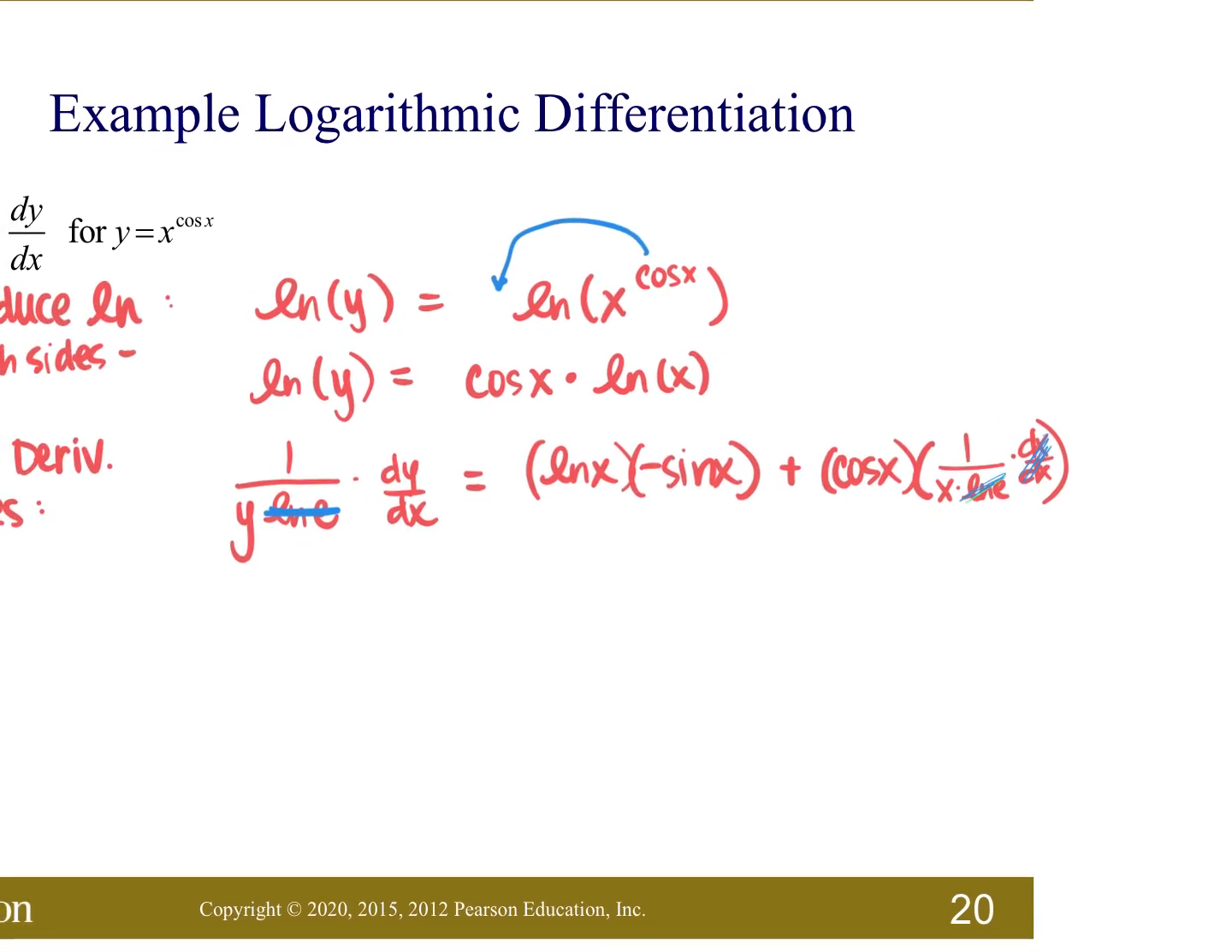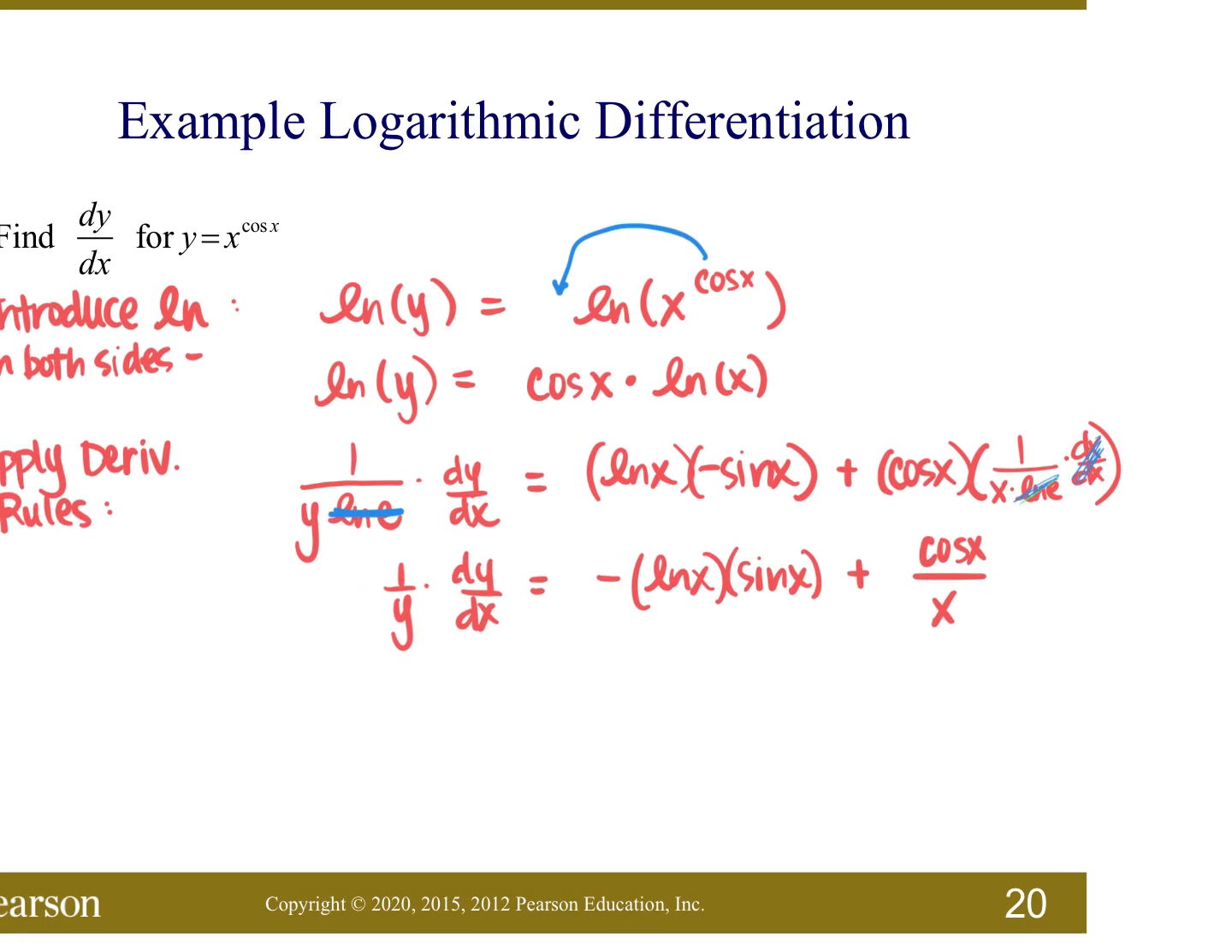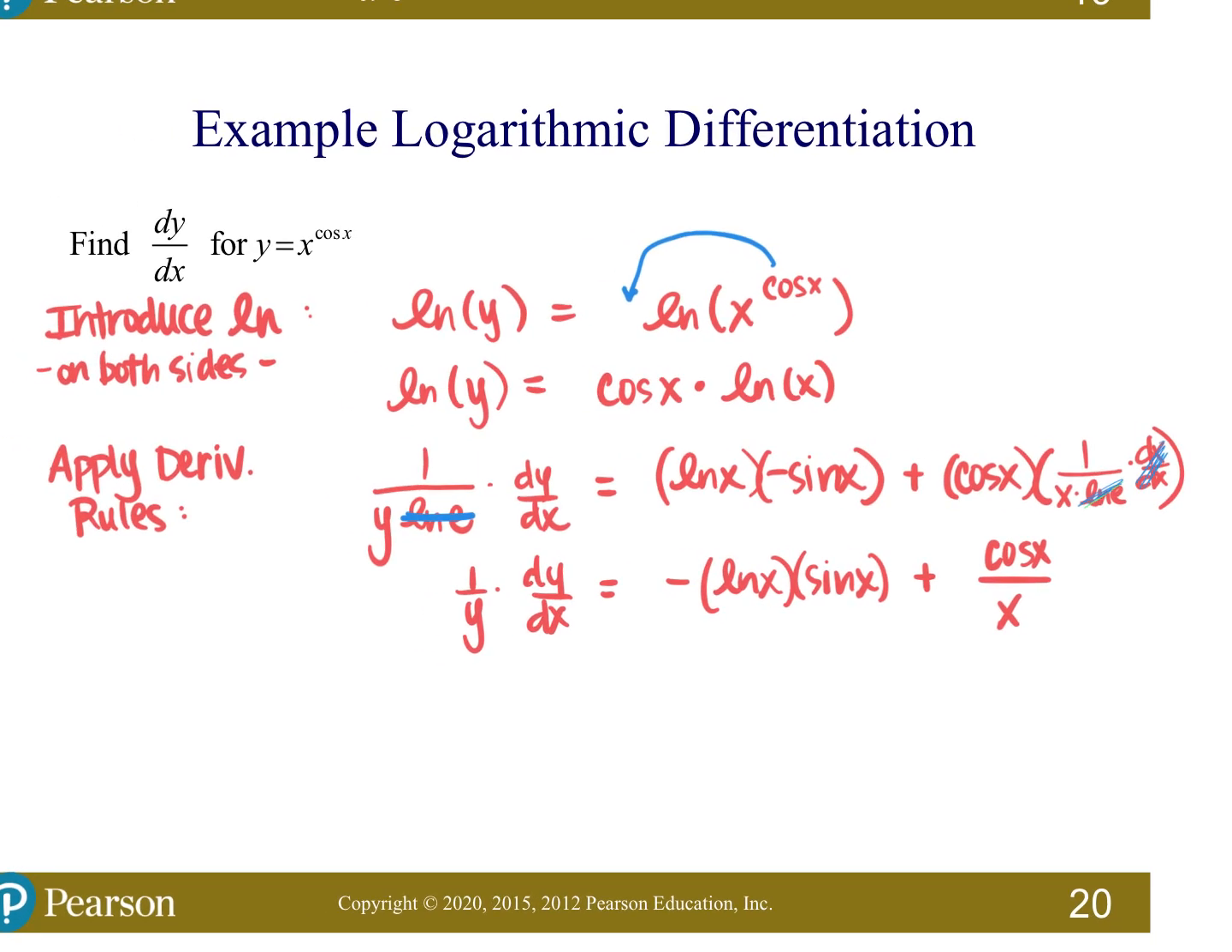All right, so just to simplify what we have: 1 over y times dy dx. And then the other side we've got negative ln x sine x, and then plus, and what would the numerator be? Cosine x on the top and x on the bottom. And what am I trying to find? Go back to the original problem, find what? dy dx. Right, find dy dx, and it's like, oh, all right, I found it.